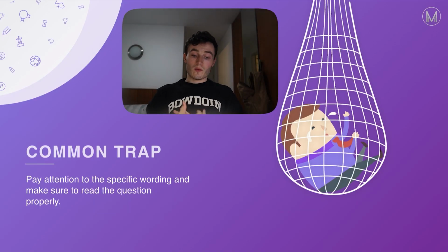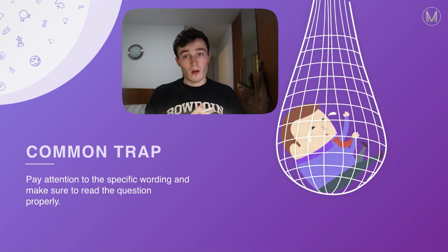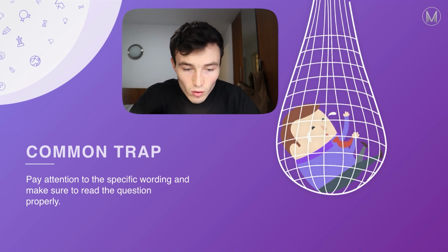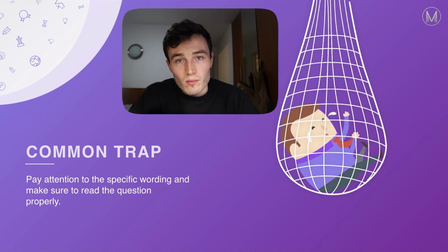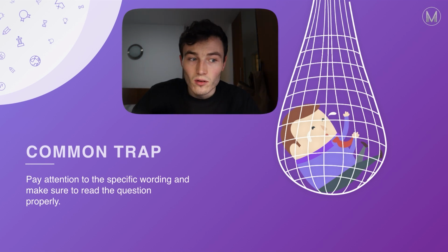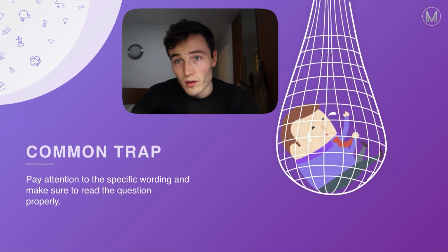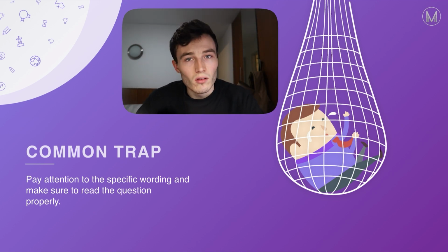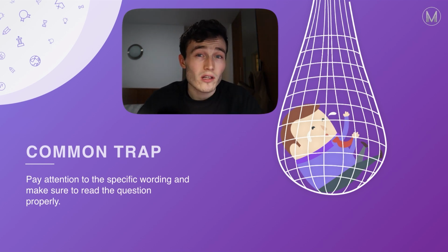So pay attention to specific wording and make sure to read the questions properly. It's so important when it comes to acids and bases. You could be looking at things to do with weak acids, weak bases, strong bases, conjugates. There are a lot of different tricks of the trade here that come into play and will affect an equation or a question that you might be dealing with.